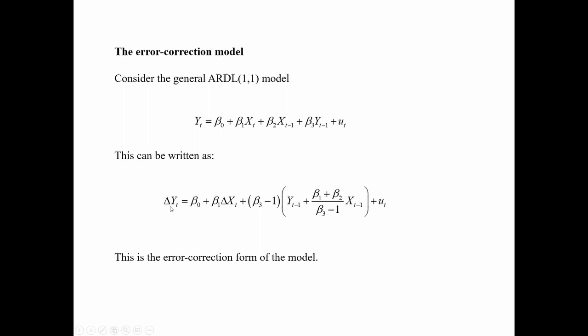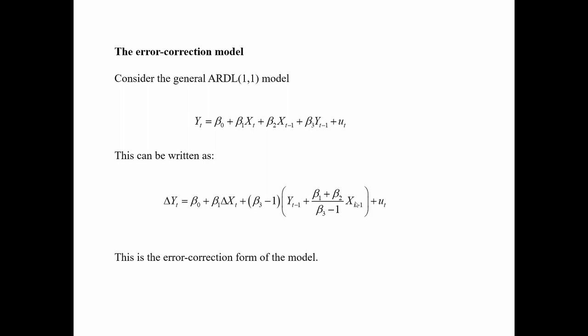This is the autoregressive distributed lag version. We can write it as delta y equals beta 0 plus beta 1 delta x plus (beta 3 minus 1) multiplied by this expression here in parentheses, y t minus 1 plus ((beta 1 plus beta 2) over (beta 3 minus 1)) x t minus 1, plus u t. This looks pretty forbidding until you realise that the expression in parentheses here constitutes the equilibrium relationship between y and x.